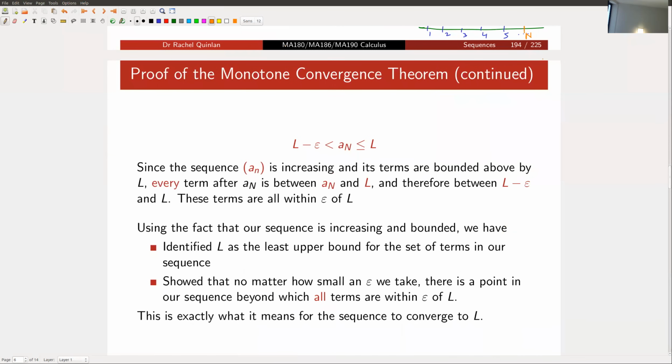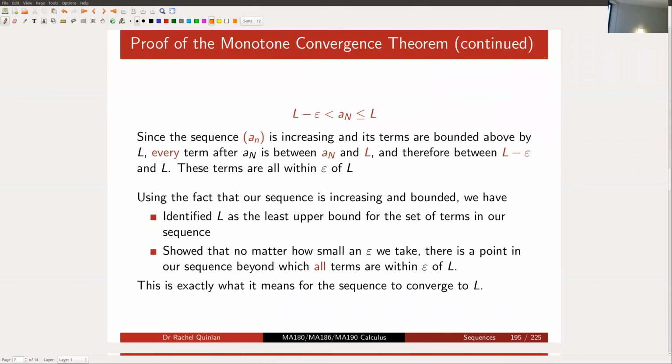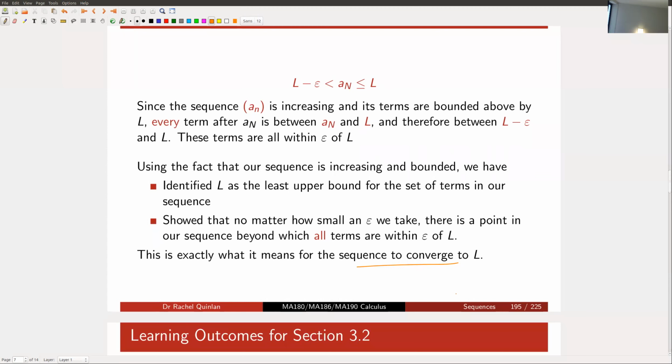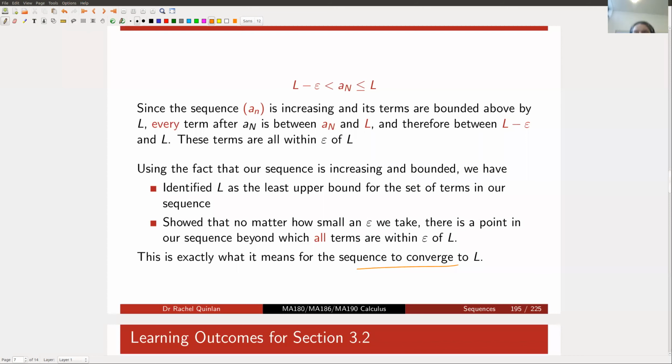So basically what we're saying is that if a sequence is increasing and bounded above, then its terms have a supremum, and the terms of the sequence are converging to that supremum. No matter how small an epsilon we take, there's a point in our sequence beyond which all terms are in that little band between L minus epsilon and L, and that's exactly what it means for the sequence to converge to L. Okay, so that's the monotone convergence theorem. It's our main theorem at the moment about properties that make a sequence convergent, and it's worth thinking about a little bit. It is useful in very many applications, in very many contexts.